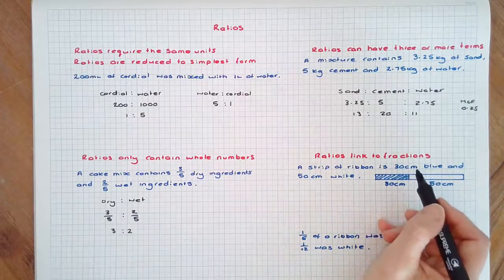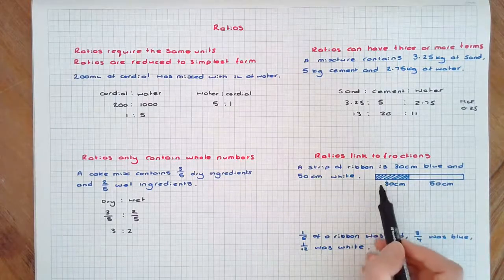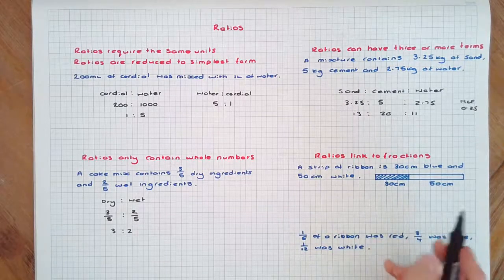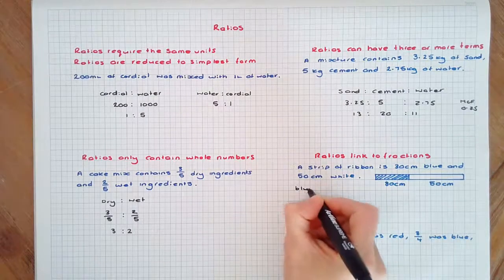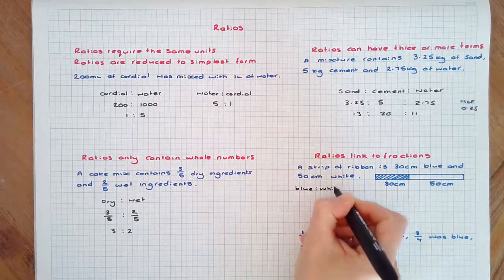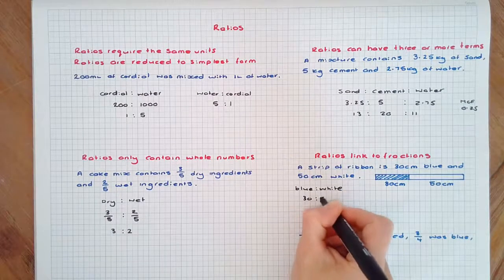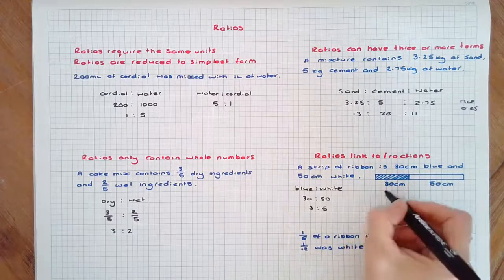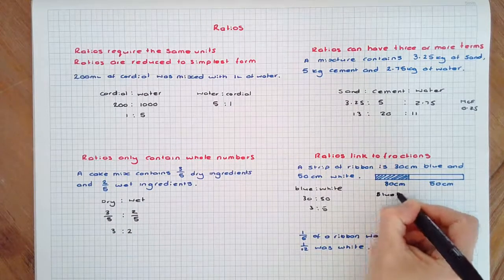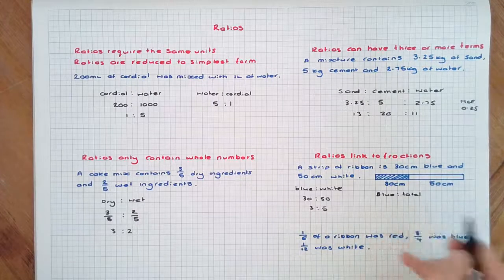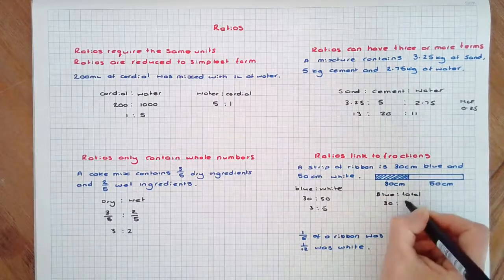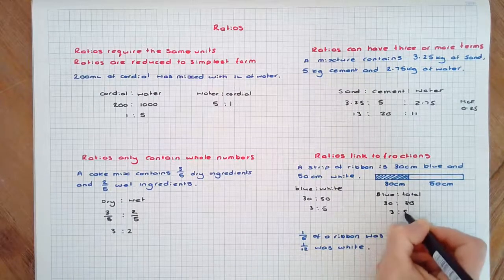Ratios linked to fractions. A strip of ribbon is 30 centimetres blue and 50 centimetres white. So the ratio of blue to white is 30 to 50, or 3 to 5. The ratio of blue to total, here we would see, is 30 centimetres to a total of 80 centimetres. That is 3 to 8.